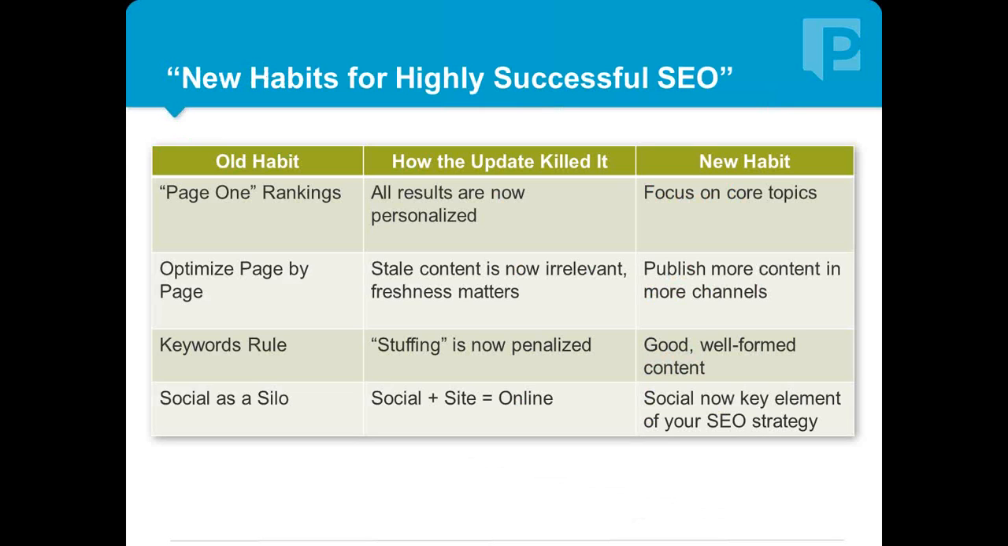So as we come back to that chart, our old habits, and take another look at it, they call it new habits for highly successful SEO. Distilling these down, you have 5 things to do and 4 new habits. One is, of course, to focus on your core topics. Page 1 rankings are important, don't get me wrong, but what that means has changed, I think, forever, and certainly quite dramatically. You need to get your content out in more channels. You need to be doing it faster than ever before. Again, the old mantra of good, well-formed content remains true today more than ever.